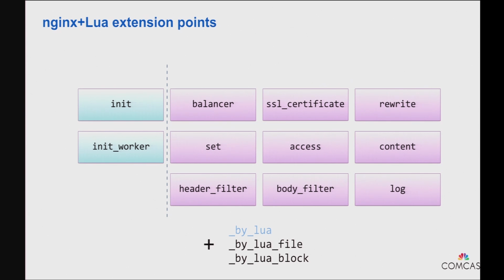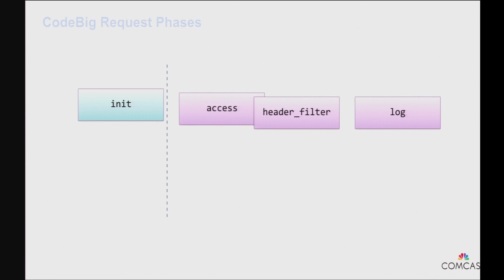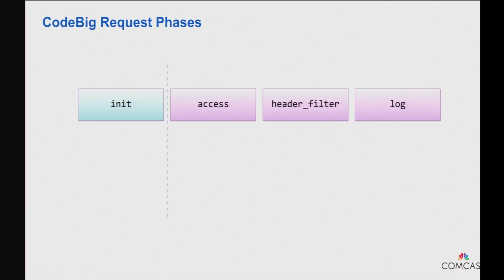Okay, so we have all these extension points. What will we actually use? In CodeBig, we only use 4. So we use the init and these 3 per-request phases. Flowing from left to right is the flow of the individual requests. So it has access first, and then header filter, and then log.